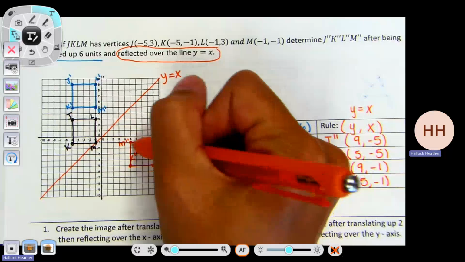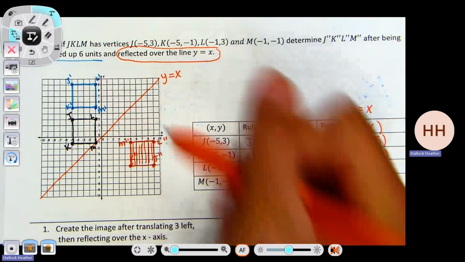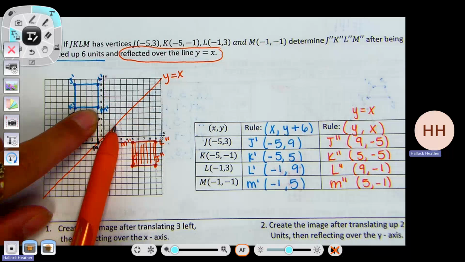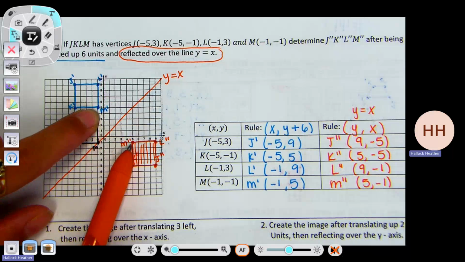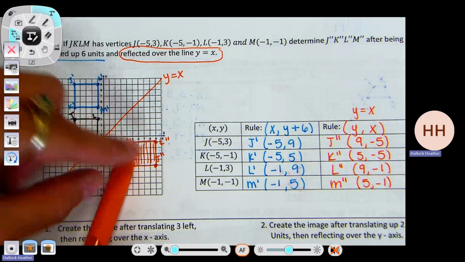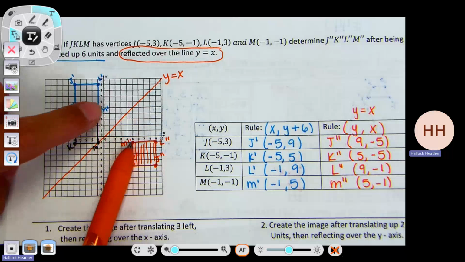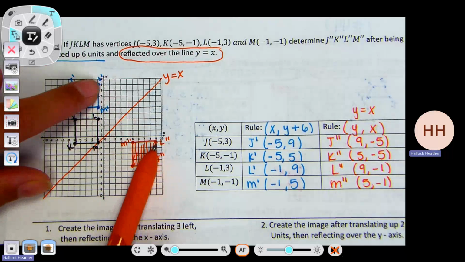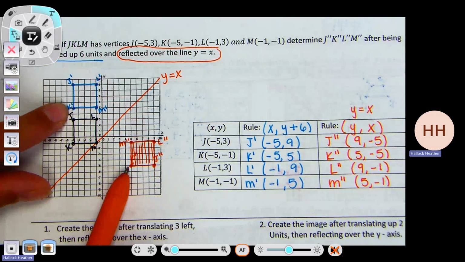And then you're going to shade in your last one. And then if you look at your letters, it's a reflection. So M is technically the closest to the line of reflection. So on the other side, M is still the closest. So although it looks like it literally shifted down there, M is across from each other. J is across from each other. L is across from each other. And K is across from each other.